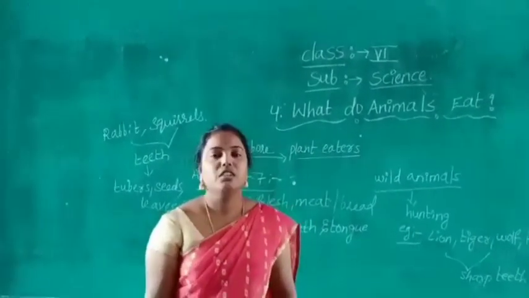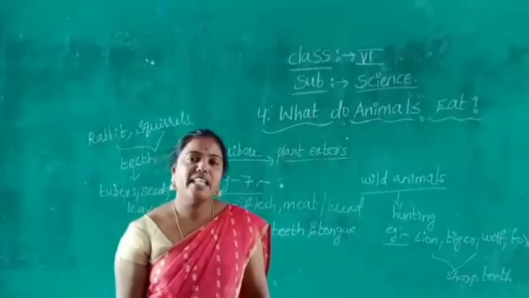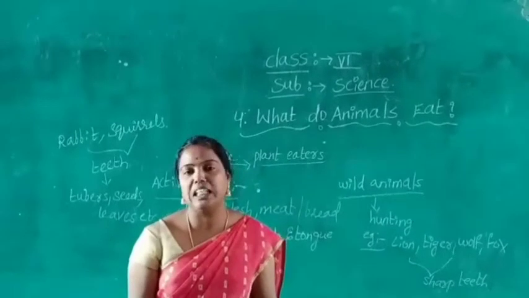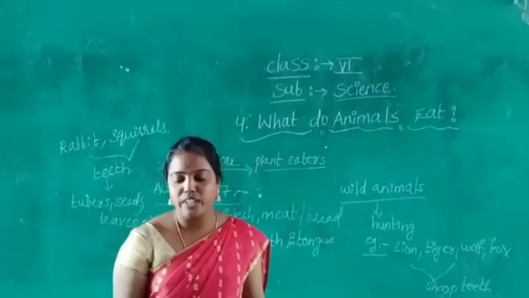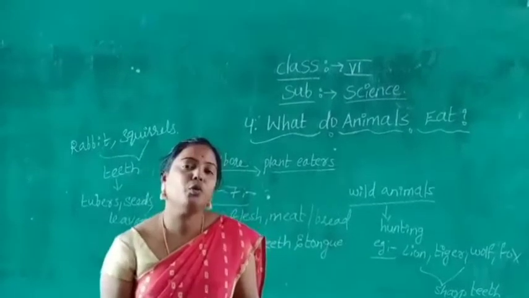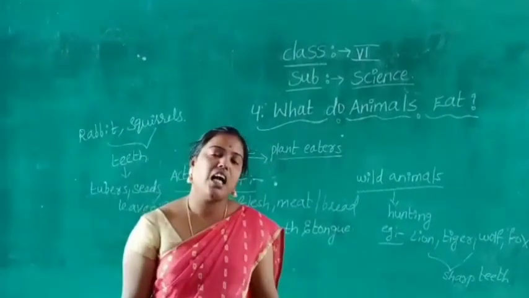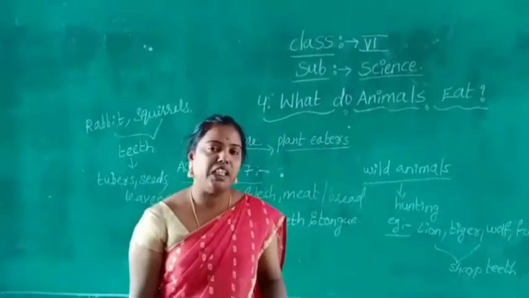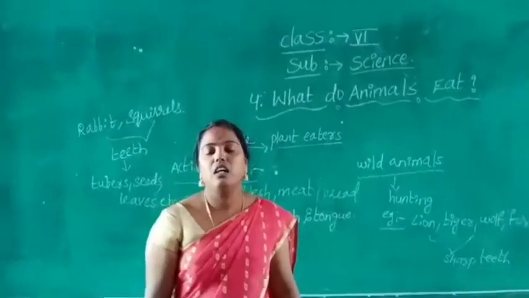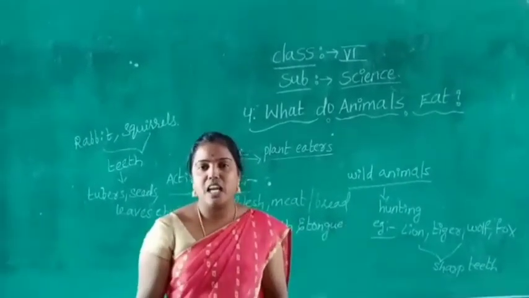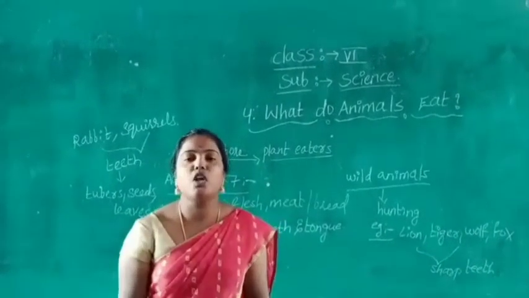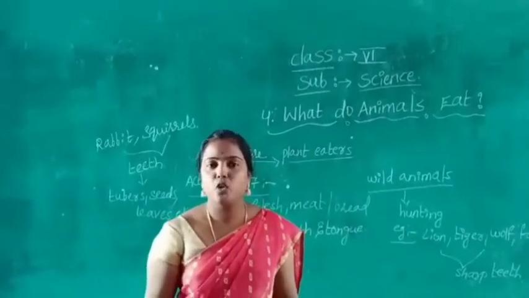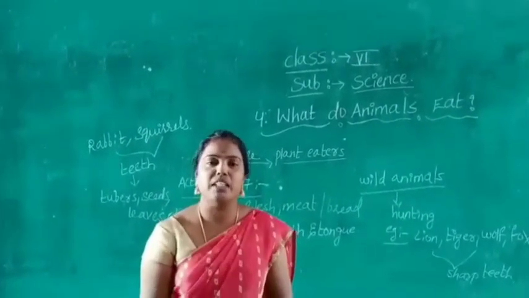Okay, children, do you observe cats and dogs in your surroundings? The cats and dogs have very sharp teeth. Children, have you seen anywhere a cat hunt a rat? Why? Because the cat has very sharp teeth. By using these sharp teeth, cats hunt the rats and eat the rats. Once you observe in the hunting process, notice the concentration of the cat and the actions it shows.